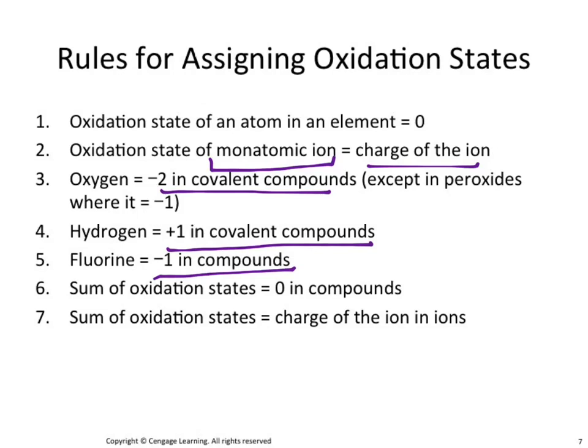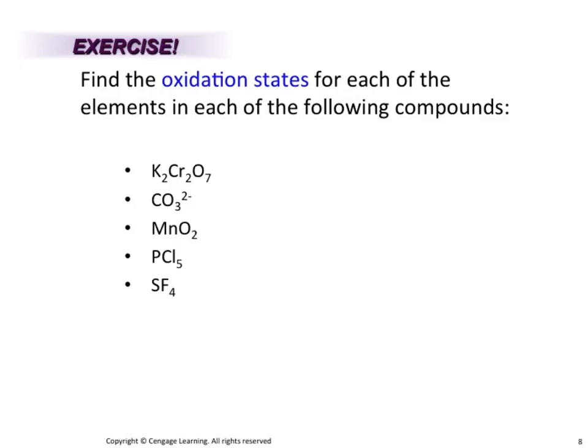So the sum of your oxidation states has to equal 0, unless you have something like a polyatomic ion. Then the sum of your oxidation states has to equal that charge of whatever's on that ion. So knowing these 7 rules will help you determine oxidation numbers. So we're going to practice some.